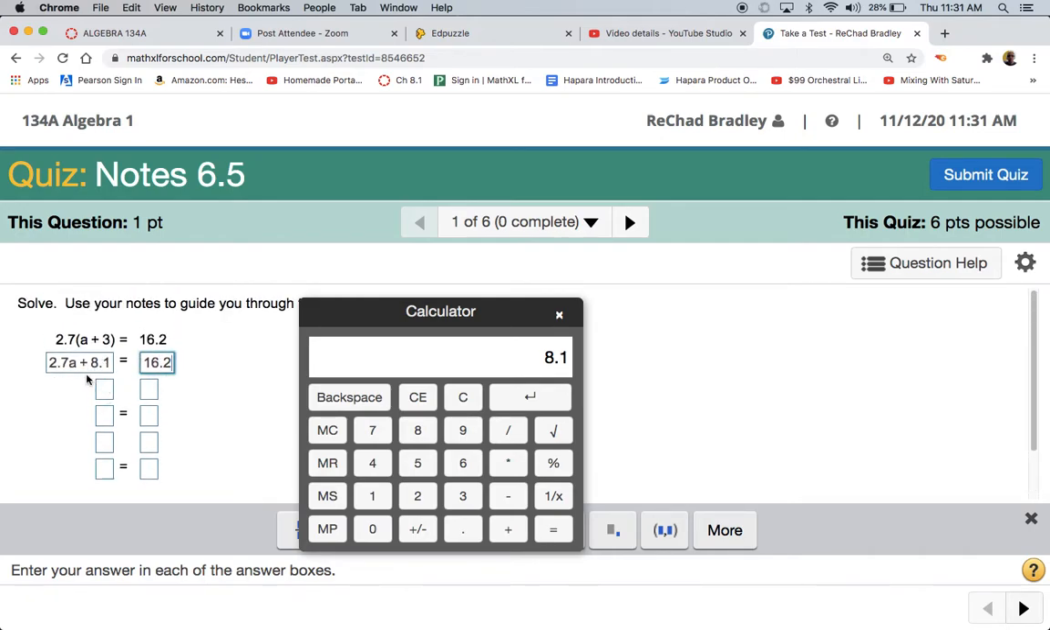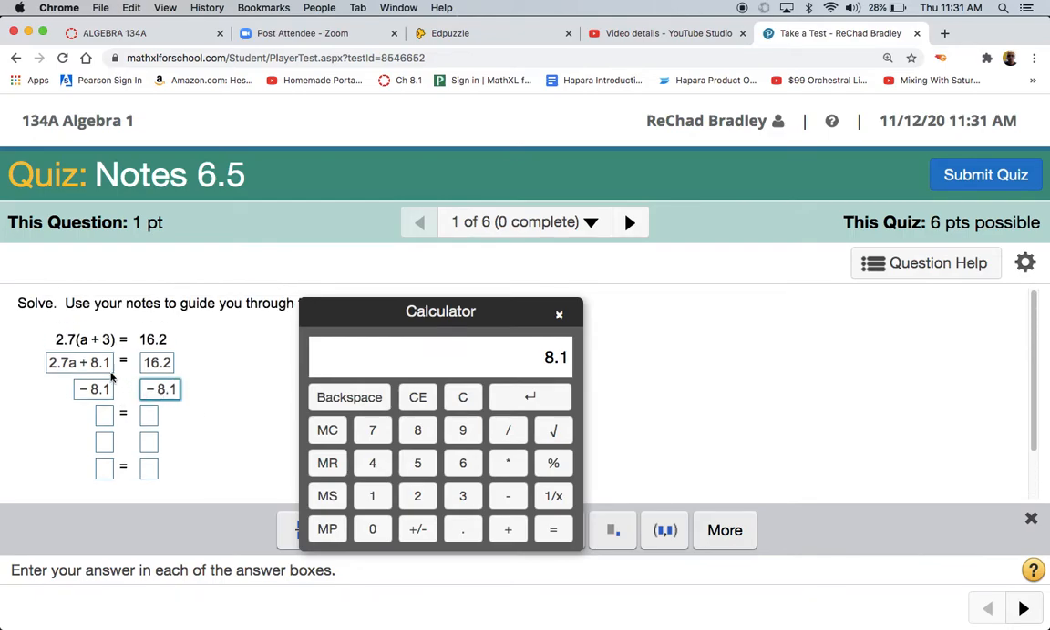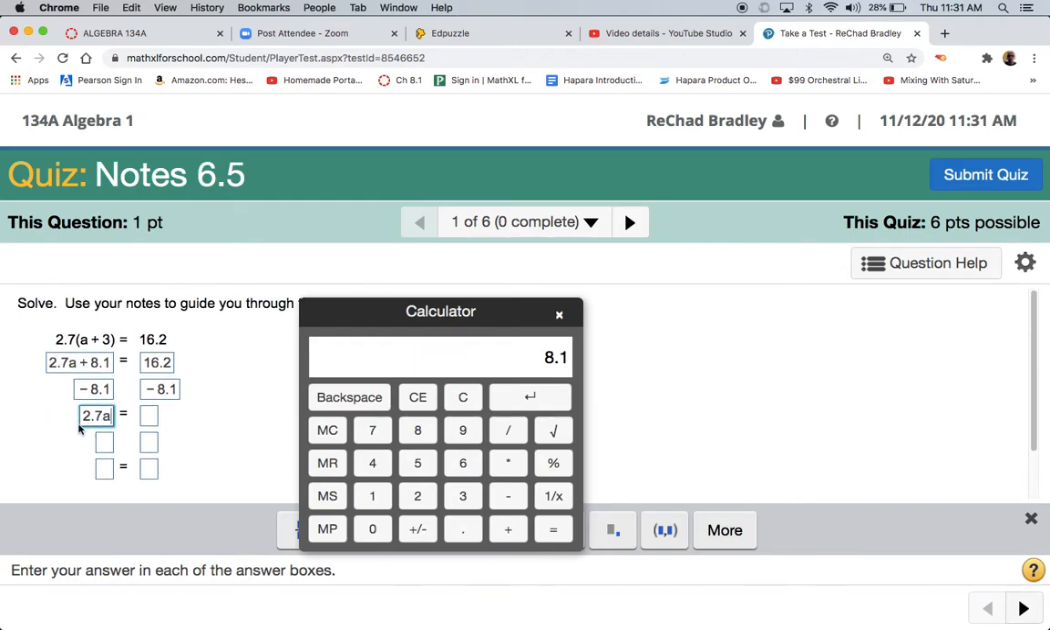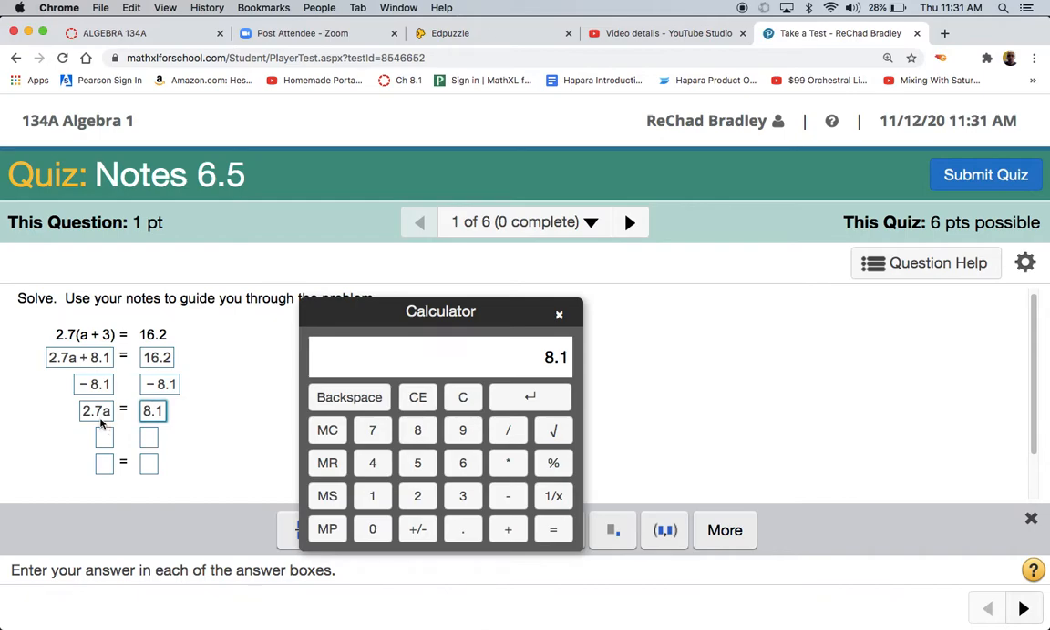From there we know we need to move the 8.1, so we subtract 8.1 from both sides. We then bring down our 2.7a because that's the only thing that's left. We then do 16.2 minus 8.1, which would be 8.1. And think about this. 2.7 times 3 was 8.1. Now you want to know what 8.1 divided by 2.7 is.